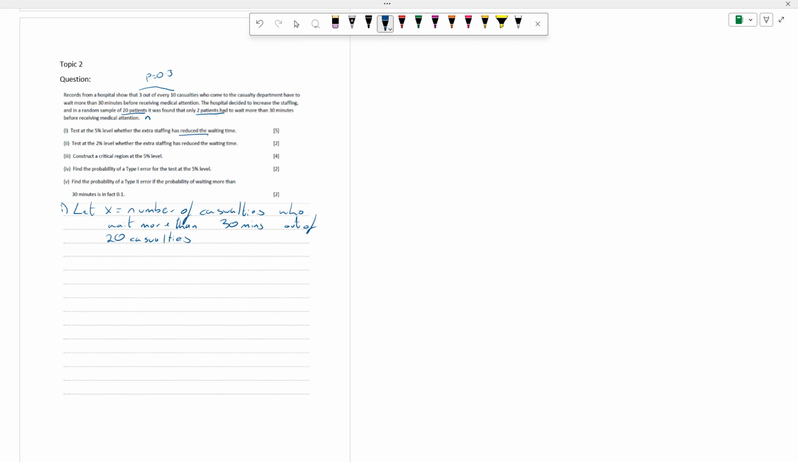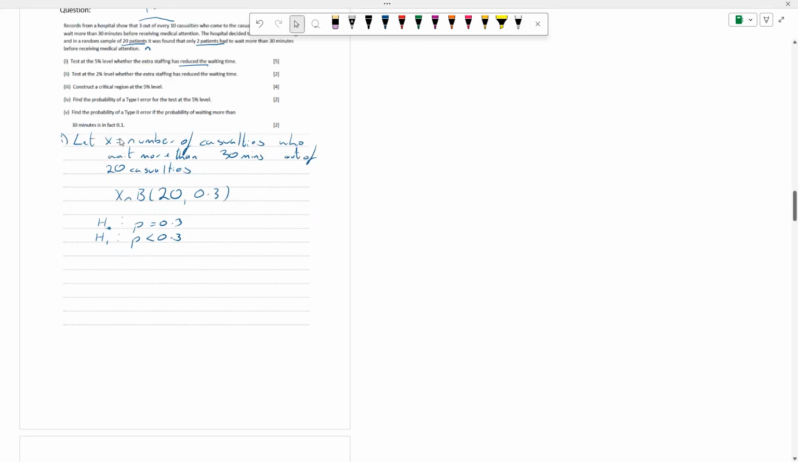Okay, so I've stolen the wording from the question, so I haven't reworded anything myself. X has to be binomial, N is 20, P is 0.3. Okay, and now you want me to test, so I need my H0 and my H1 at this point. The probability is currently 0.3. I decide what my new thing is: reduce the waiting time, so less than 0.3 is what we're looking for. I'm going to go with that.